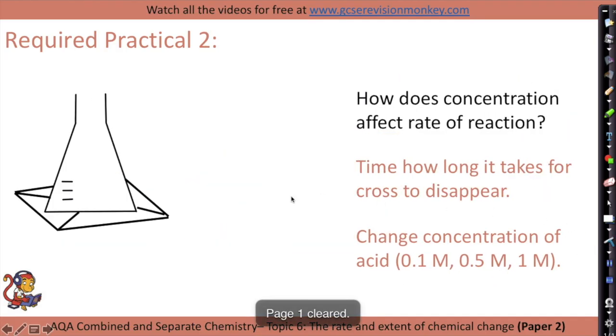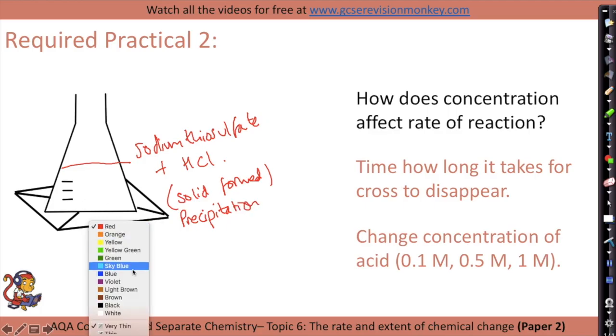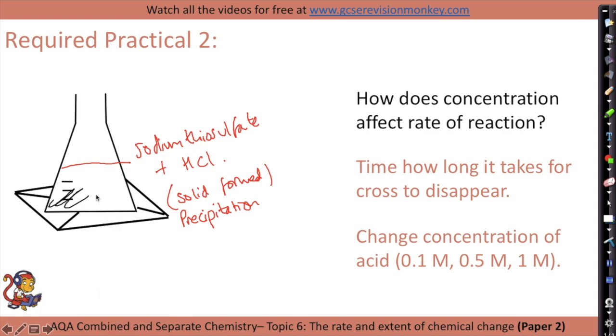A second similar practical looking at rates of reaction would involve two chemicals that you would put into your conical flask. One of those would be sodium thiosulfate and the other hydrochloric acid, and when these two react they produce a solid, and this is an example of a precipitation reaction because that solid is called a precipitate. And what will happen will be that it causes this solution here to go cloudy.